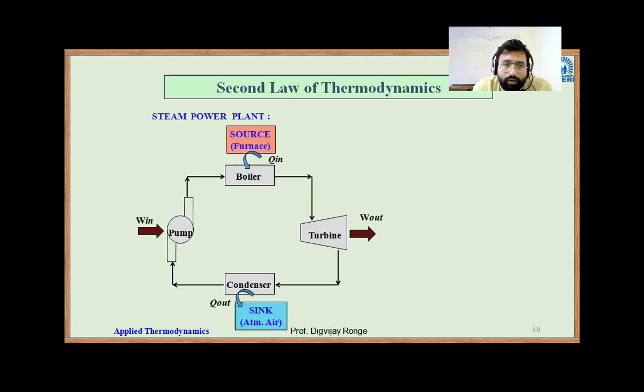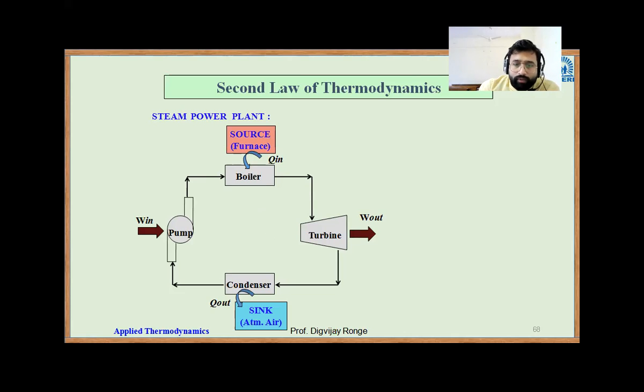This water is pumped with the help of the pump. So here the pressure difference is there. Boiler pressure is very high, condenser pressure is very low. In order to raise the pressure of water to the boiler pressure, we are using a pump. So these are the main components of the thermal power plant.